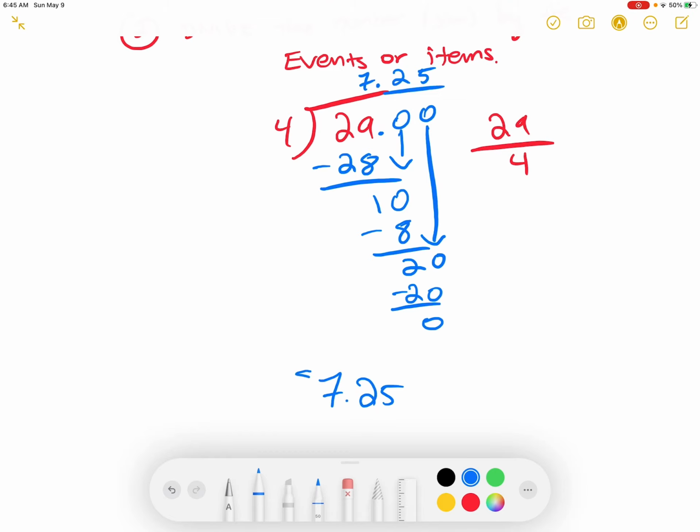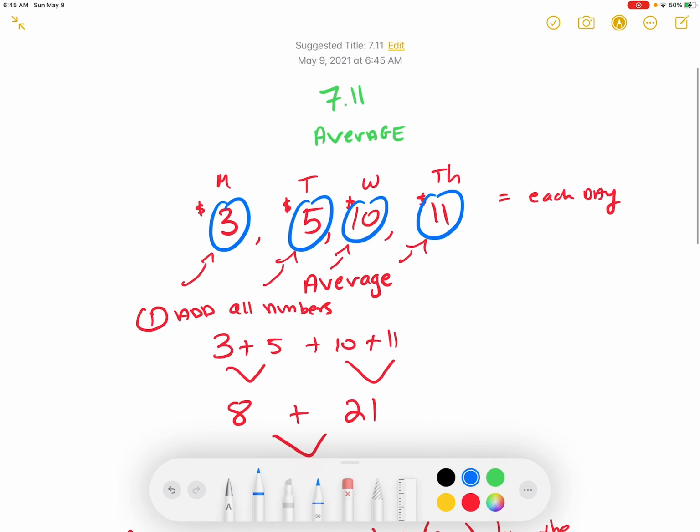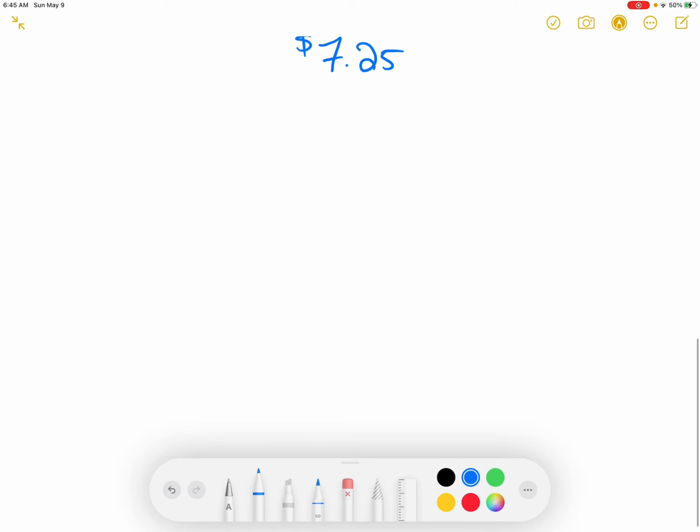The average of these numbers is $7.25. What does this mean? That means over this week, each day, you earned about $7.25 every day, on average. That's what that means. Let's try one more.